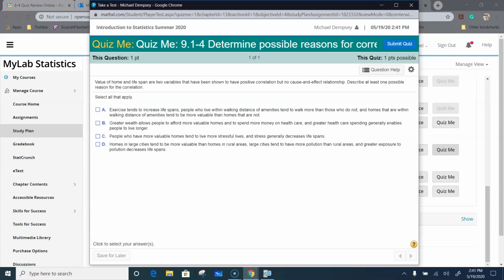Value of home and lifespan are two variables that have been shown to have a positive correlation, but no cause effect. Describe one reason why. It's likely that we have a third variable like income, right? If somebody happens to be wealthier, they might have a more expensive home, but they also might be able to afford better health care, and also maybe exercise programs, or they eat a more nutritious diet, and all those other factors. The home doesn't directly affect how long you're going to live. Doesn't seem like that would be reasonable.